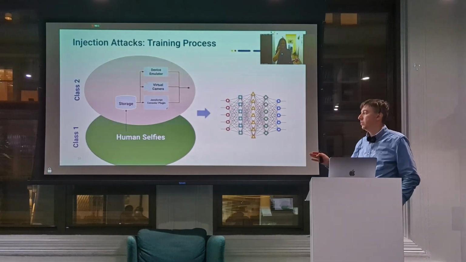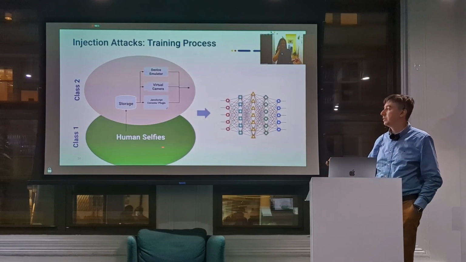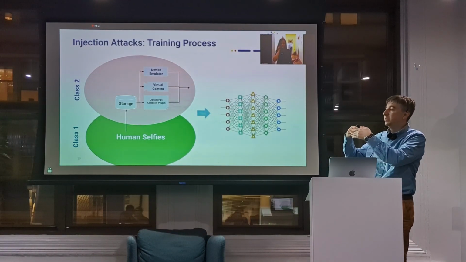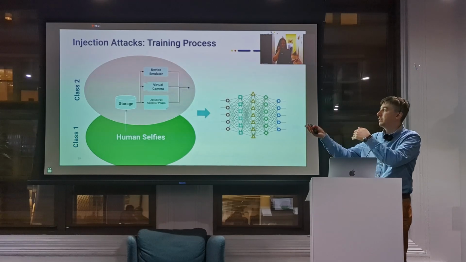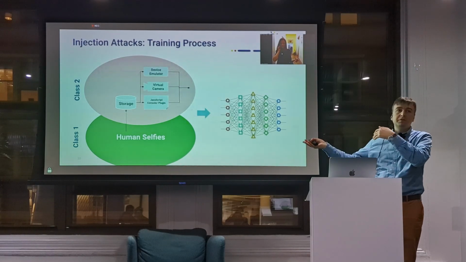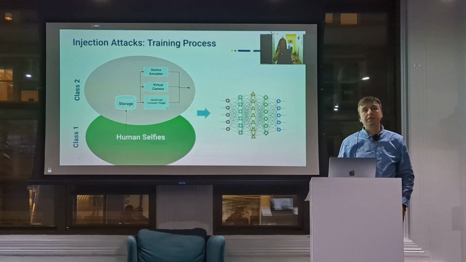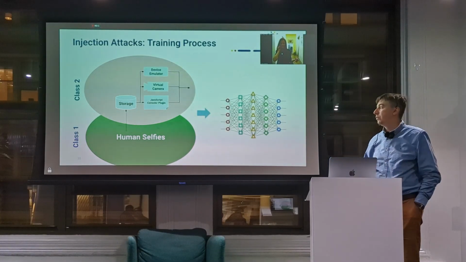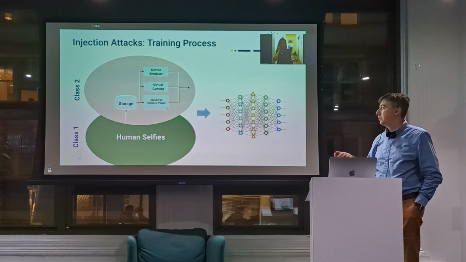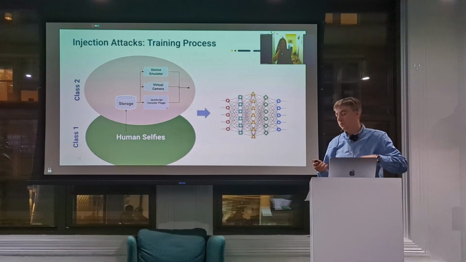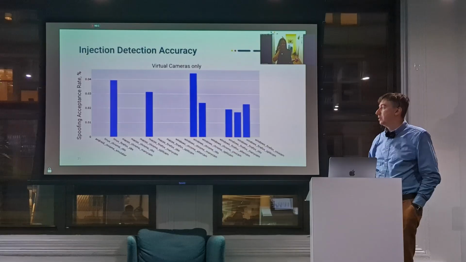And we did that the same way. We collected human selfies using crowd collection services, and we did some kind of augmentation. We passed all these human selfies through storage, through a JavaScript plugin, through virtual cameras, through device simulators, and other kinds of injection through different operating systems, and trained a classic neural network that could distinguish between these two classes. And what do we get?